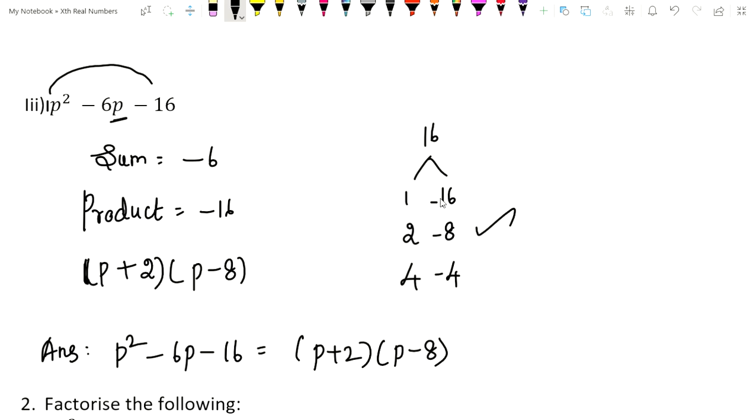Okay, after that what you want to do, just you add it, you have to see whether you are getting the sum or not. Okay, so minus 16 plus 1, what are you getting? Minus 15, but sum is minus 6, so this is not suitable. Here minus 8 plus 2, okay, what are you getting? Minus 6, so this is the suitable factor. So here p plus 2, p minus 8. Do you understand, children? See the next one.